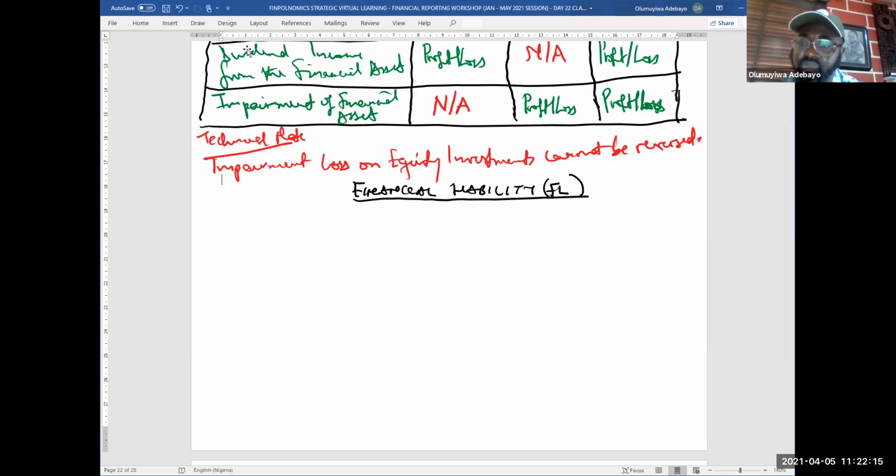And again, a consistent fair value loss of a financial asset may be a trigger that such an asset might have suffered impairment loss, which you now need to carry out an assessment on, what we call an impairment test. Does that make sense now? Yes. Okay.